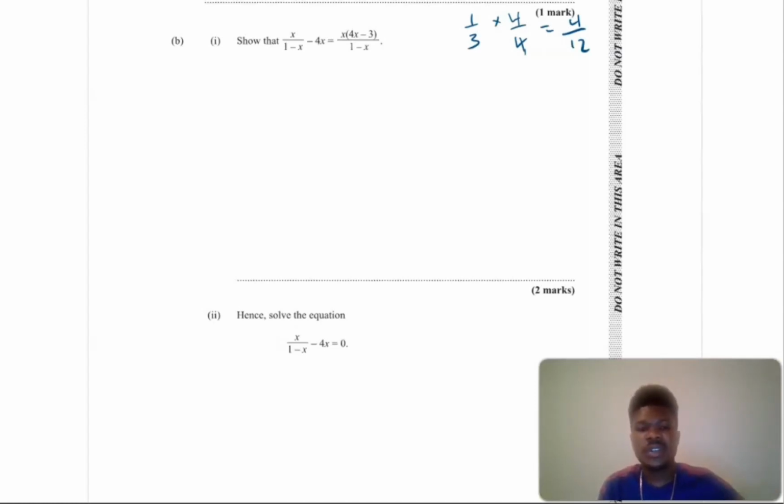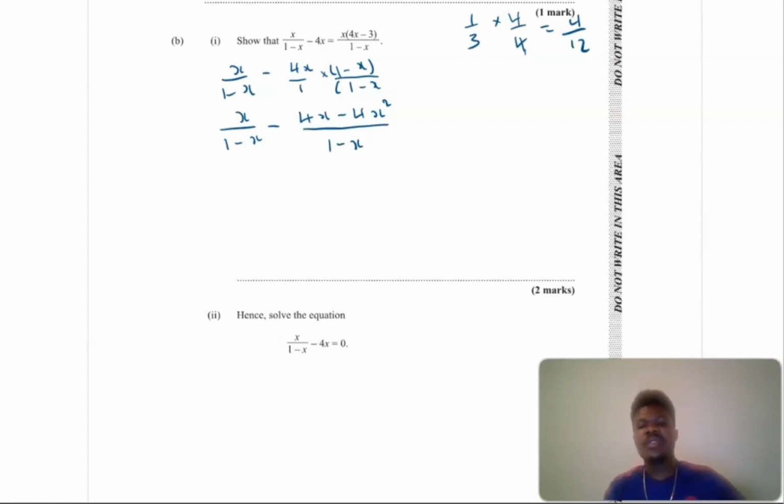So same situation. We're going to have x over 1 minus x minus 4x over 1, and we're going to multiply it by 1 minus x. The reason is that we want both of them to have the same denominator, over 1 minus x. So we're focusing on that side because it should equal the next side. So now we're going to have x over 1 minus x minus, now we can multiply, which is 4 times 1 is 4x, and 4 times minus x is minus 4x squared, all over 1 minus x.